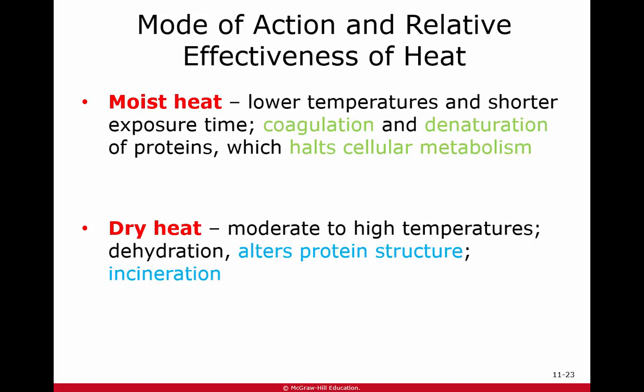Now with dry heat, what we're looking to do is dry them out. We're looking to dehydrate them, cause them to lose water. In turn, we're also trying to alter protein structure here. The main method that we're going to use is incineration. Now the problem with dry heat is it's going to have to get to much higher temperatures and it's typically going to take longer to do that. So we typically say that dry heat is not as effective as moist heat is.